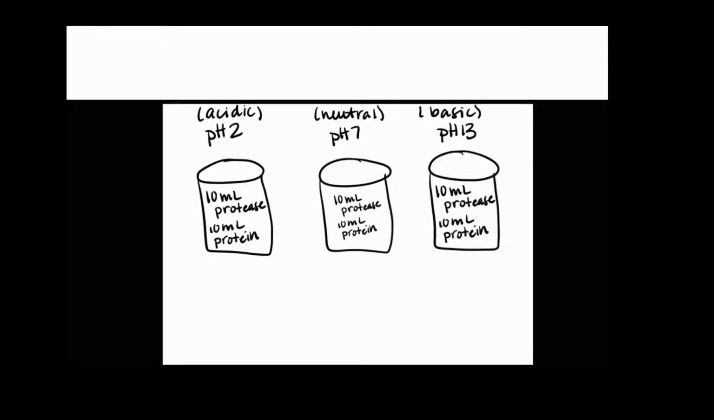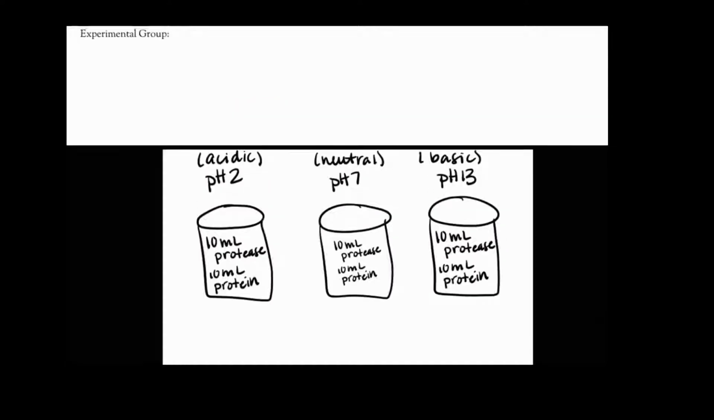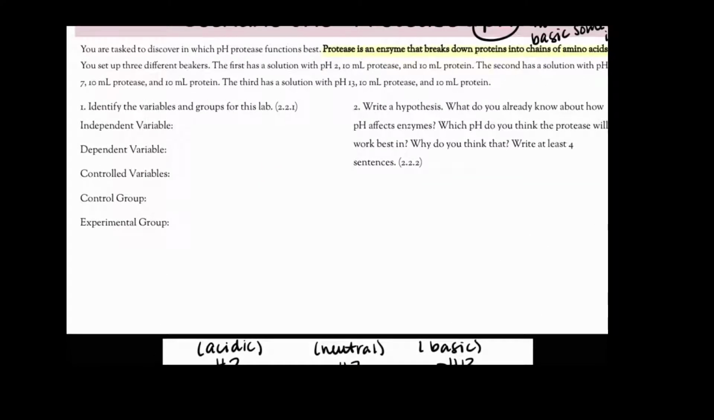Okay, so I want to find my independent variable, dependent variable, and controlled variables to start. So, what is different between each of these groups? That would be my independent variable. What am I changing? These are all the same amount of enzyme, same amount of substrate, but it looks like I have different pH levels. So we'll say pH level is my independent variable.